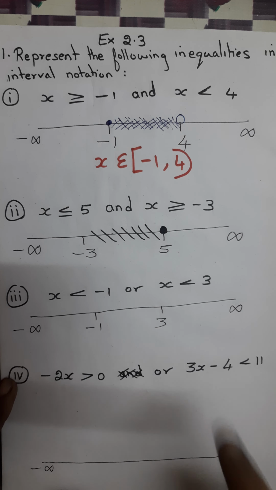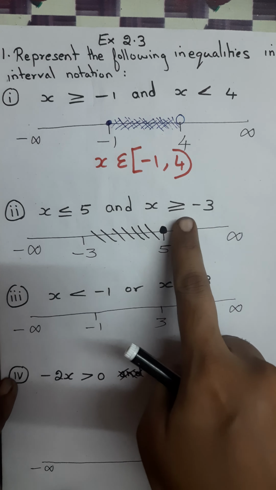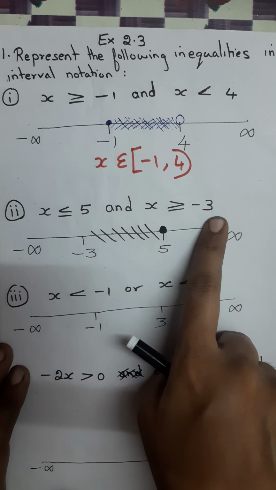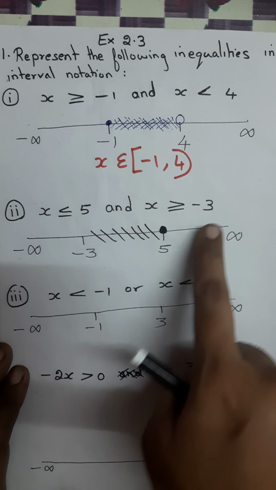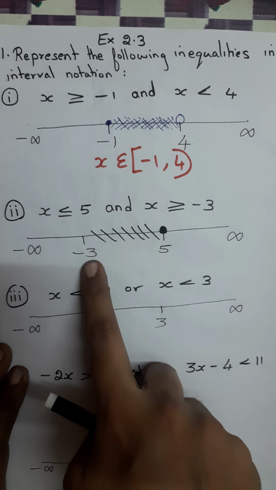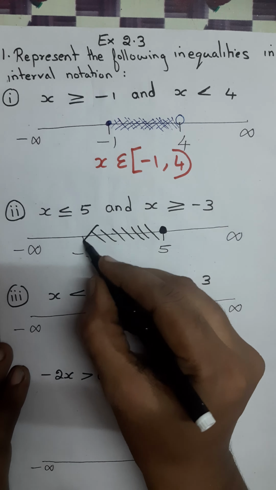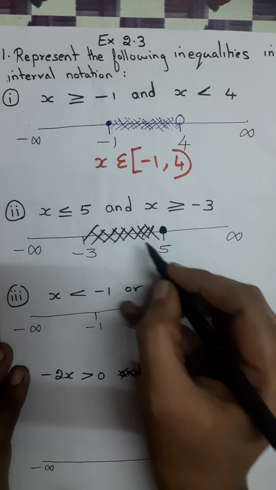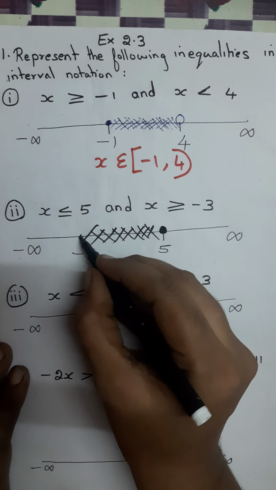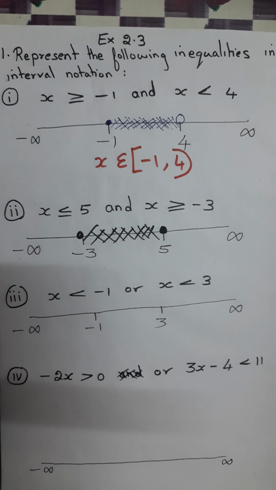They have told here x is greater than or equal to minus 3. Greater than or equal to minus 3, so I have to shade on the right side of the minus 3. Right side means I have to shade this region. Since equal to means minus 3 is also included. So our answer is the x values can be minus 3 and 5, also the numbers between minus 3 and 5.